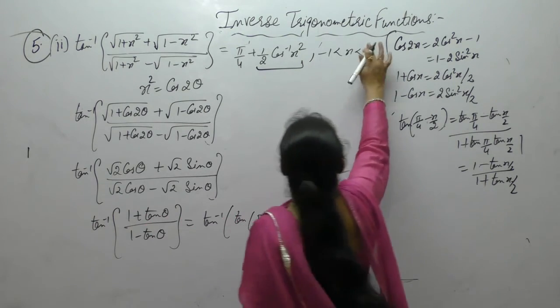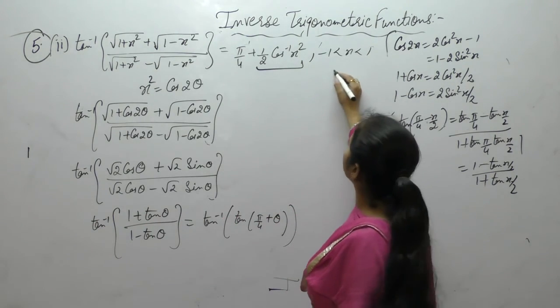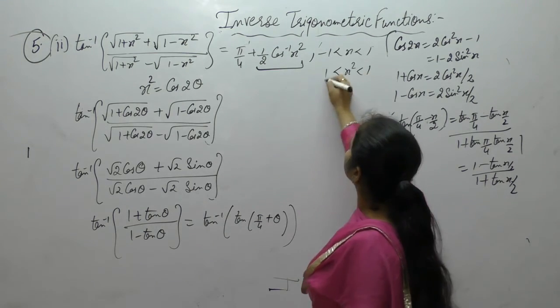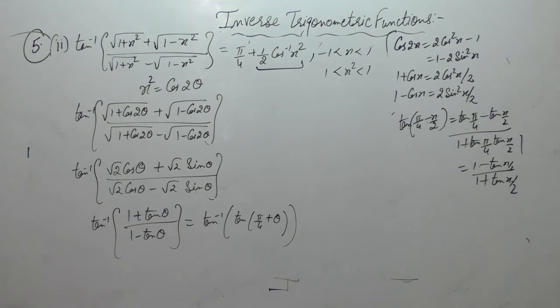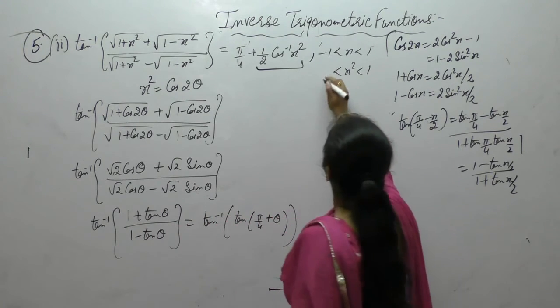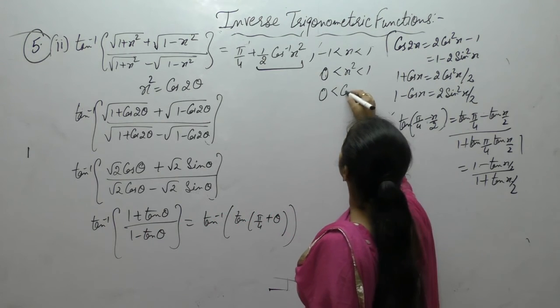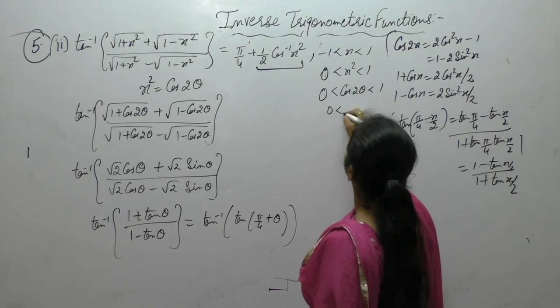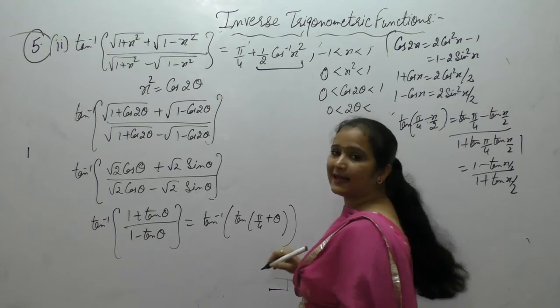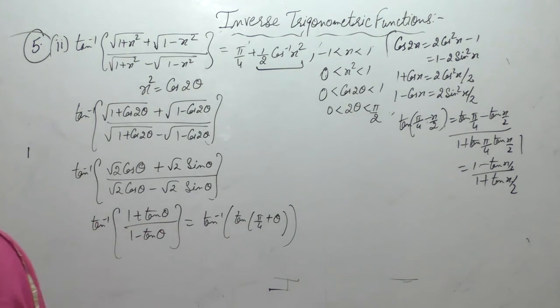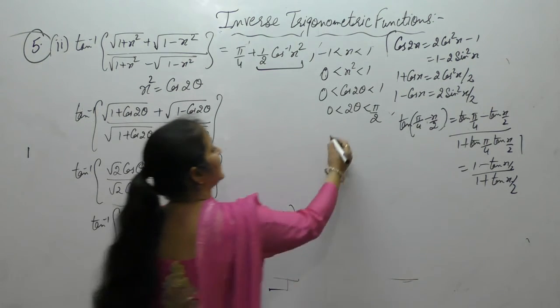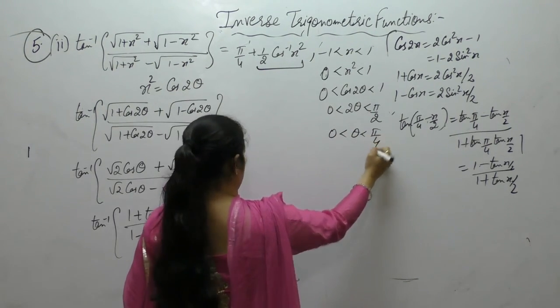Now minus 1 less than x less than 1. Squaring both sides, x square is equals to cos 2 theta. So theta lies between 0 to pi by 2. Cos 90 is 0 and cos 0 is 1. So theta is 0 to pi by 4.